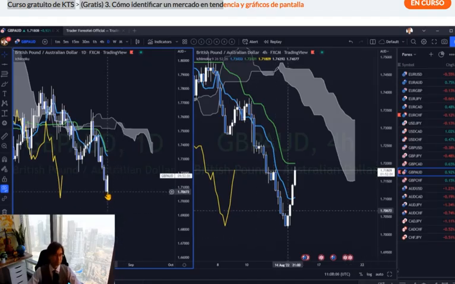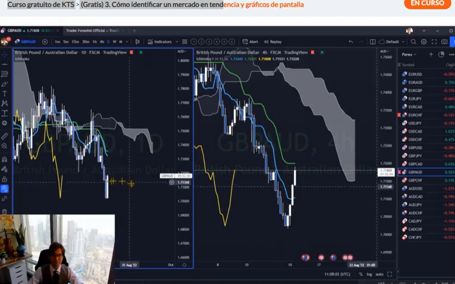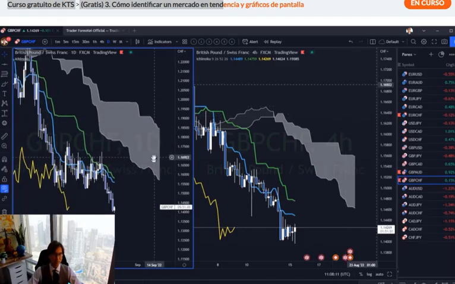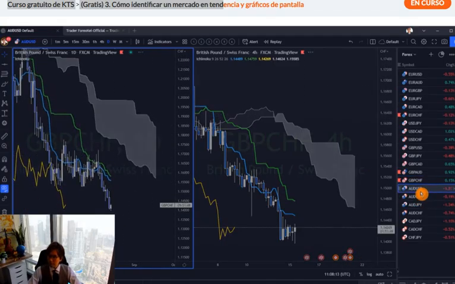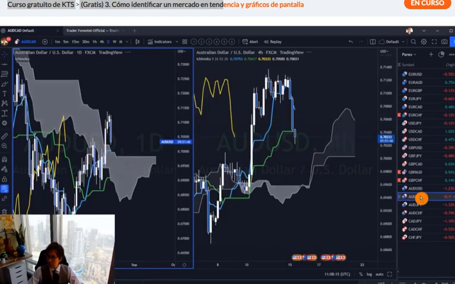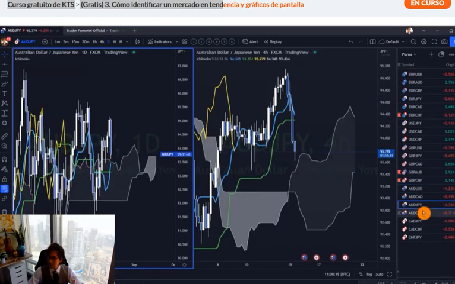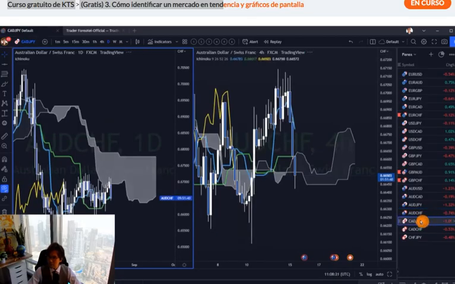It may be going down within today. Let's see. And pound Swiss franc is down on the daily. I take the daily to follow in this case. And the AUD USD is ranging. Aussie CAD is ranging. Aussie JPY is ranging. Aussie Swiss franc is ranging.